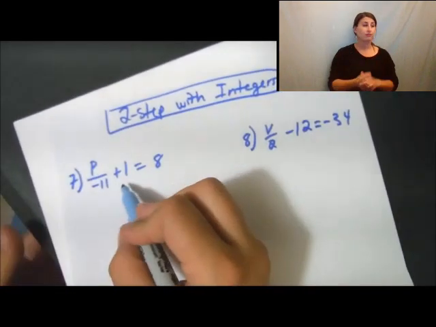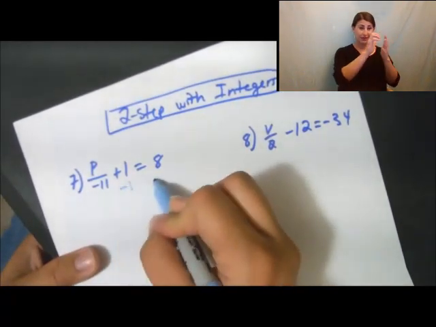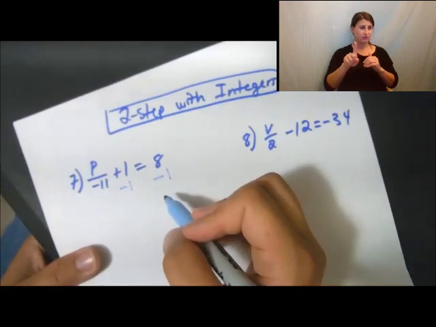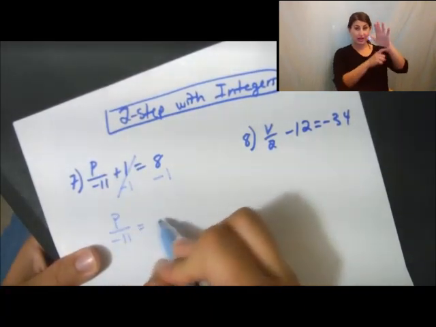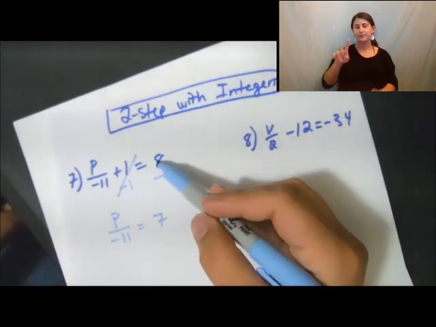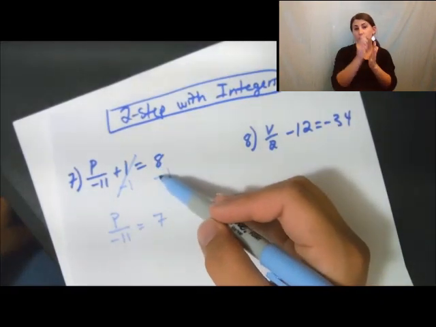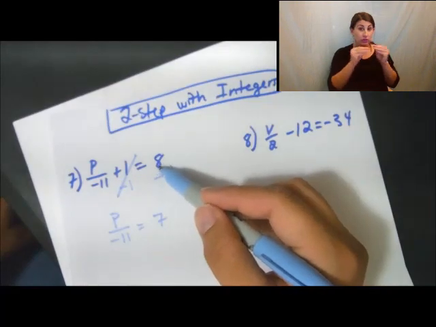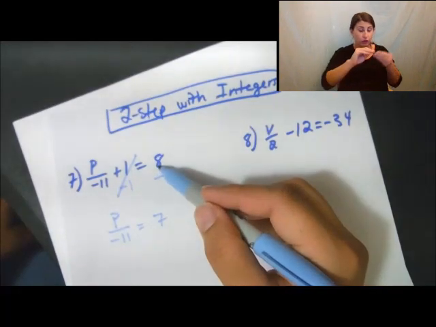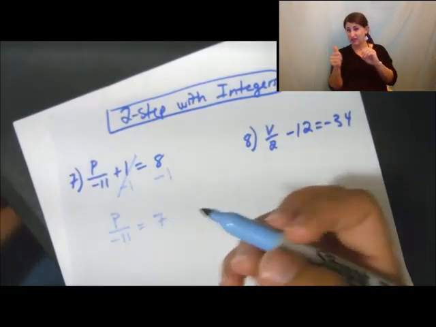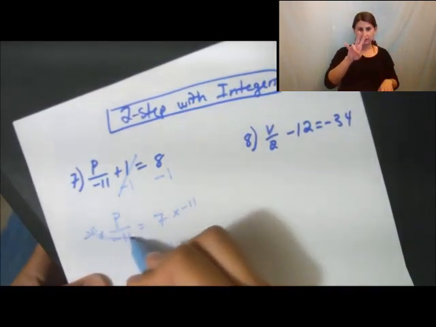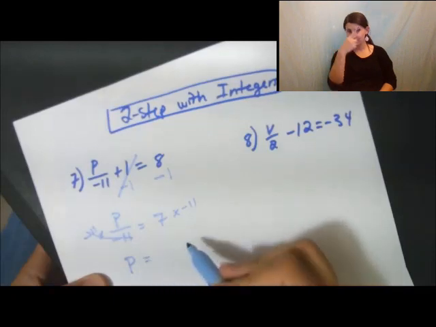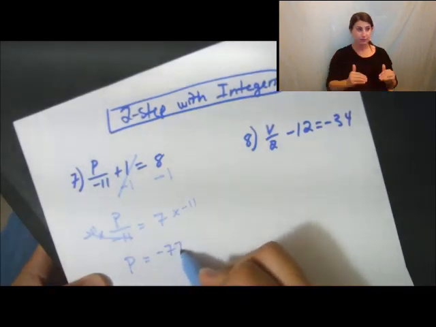All right, so let's try this one. So hopefully you did minus 1, minus 1. And then that cancels. You get p over negative 11 equals 7. They're different signs, so subtract. Take the sign of the further number. 8 is further away from 0 than negative 1. So it'll be positive 7. Then times negative 11, because I'm following the same steps, equals negative 77.